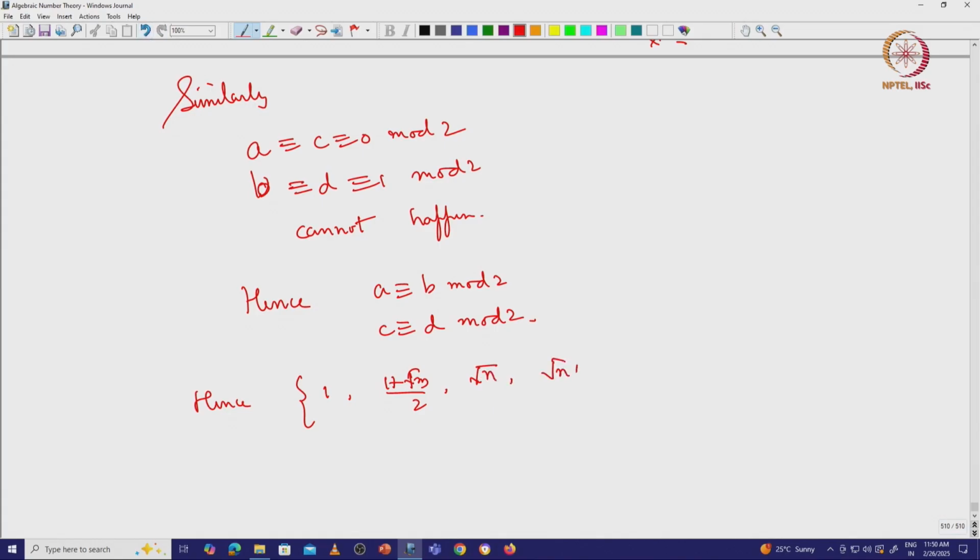and square root of n plus square root of k by 2 is an integral basis of Q square root of m, square root of n. Okay. So the only case that remains now, that we will do next time, is when m, n and k are all congruent to 1 mod 4. Everything else can be obtained by rearrangement of these cases. So, next time we will do the case when m, n and k are all congruent to 1 mod 4. Thank you.